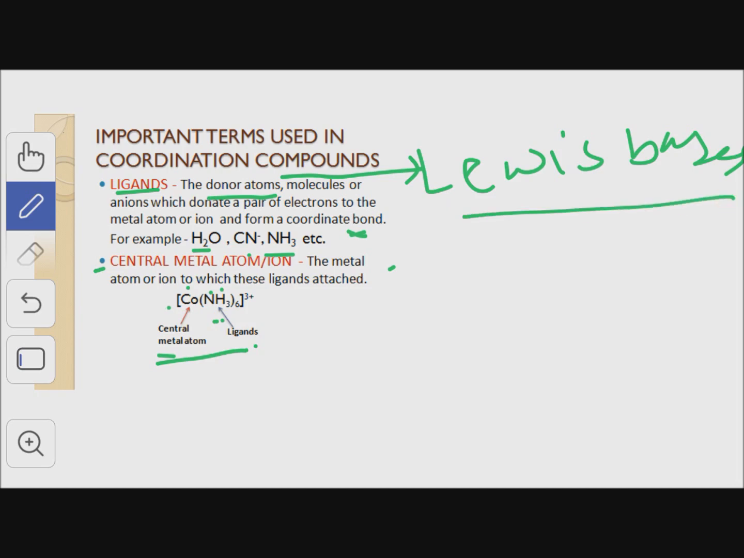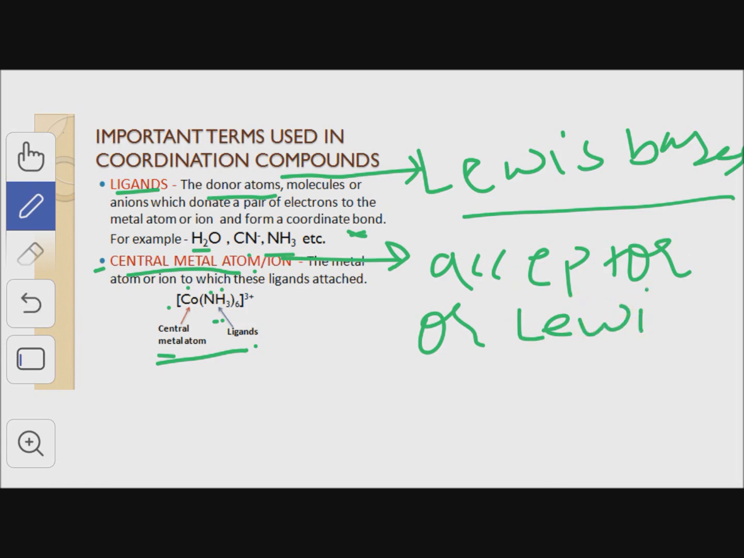And the cobalt metal atom has a tendency to accept electrons, and this central metal atom is called an acceptor or Lewis acid, because Lewis acids have a tendency to accept a pair of electrons, and in this case the central metal atom has a tendency to accept a lone pair of electrons from the nitrogen of NH3, which is a ligand or Lewis base, and the coordination compounds are the products of Lewis acids and bases.